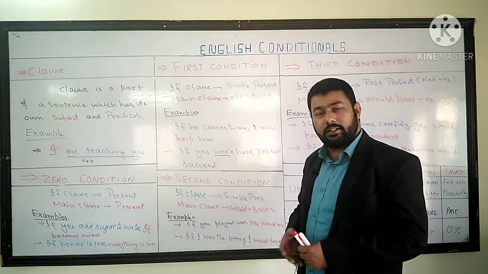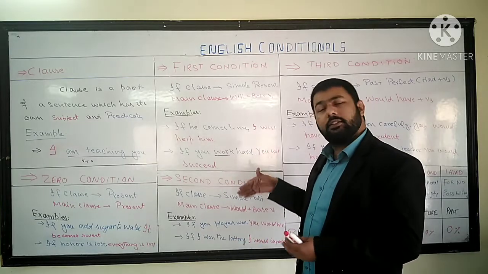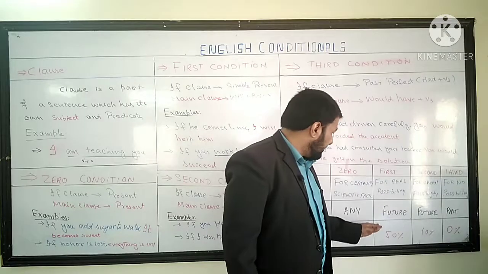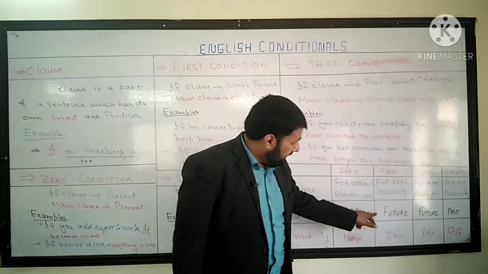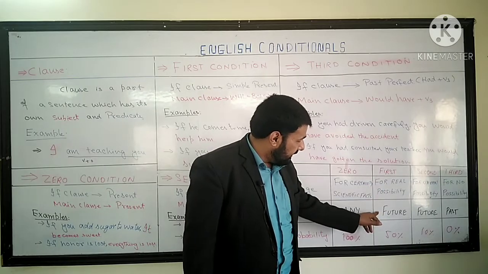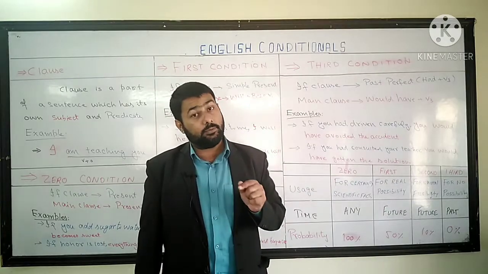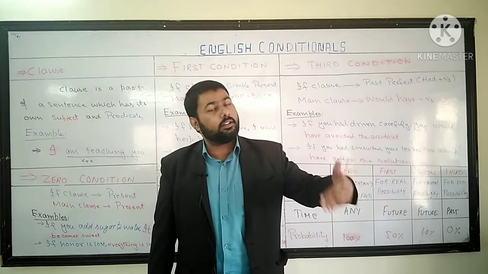Again, a sentence: if you work hard, you will succeed, of course. Now, let's come towards the probability ratio. First of all, let's come towards the time. In the first condition, the resultant is usually expected in the future. If he comes to me today, I will help him today, but in the near future.